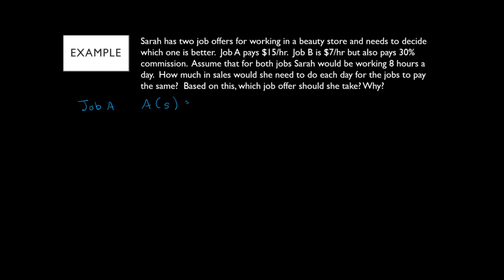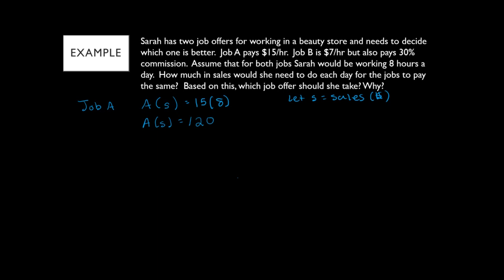So for job A, you get paid $15 an hour, and it does not depend on the sales that you're making at all. And we're going to do this on 1 day. So you're getting $15 an hour, and you're working for 8 hours that day. And sales are not part of it at all. So our equation is just basically, let me actually do this vertically. For job A, when I multiply 15 times 8, it's 120. So S, and I should say let S stand for sales in dollars, like how many dollars of sales you need to do.